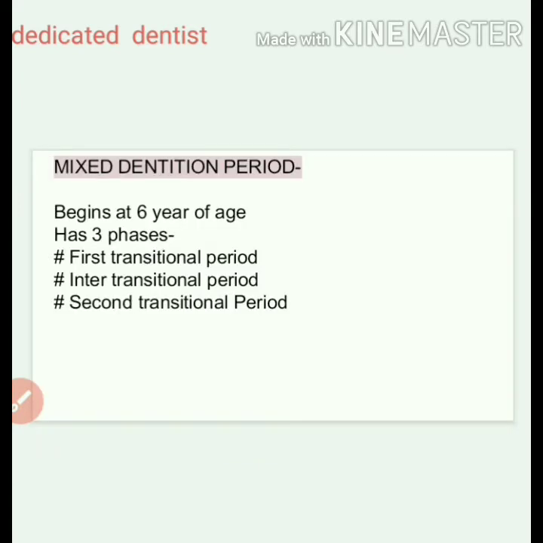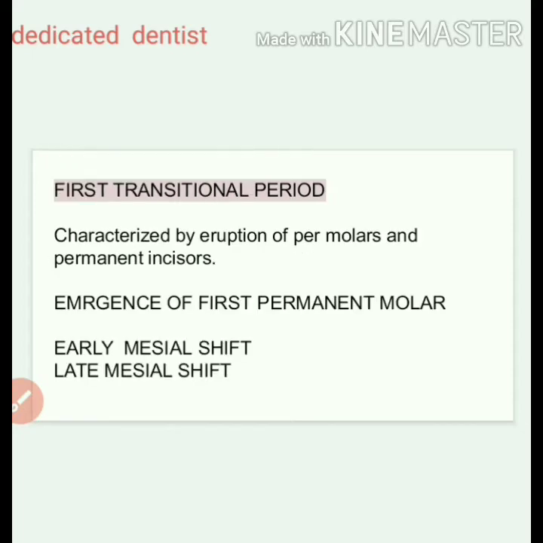Now we move on to the next, that is the mixed dentition period, that begins at 6 years of age. That is when the first permanent molar erupts. Again, this has three phases: first transitional period, intertransitional and second transitional periods. The first transitional period is characterized by eruption of permanent molars and permanent incisors. The emergence of the first permanent molar happens by two shifts. It is accomplished by either an early mesial shift or a late mesial shift.